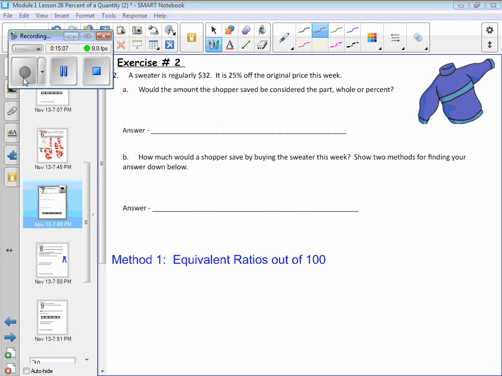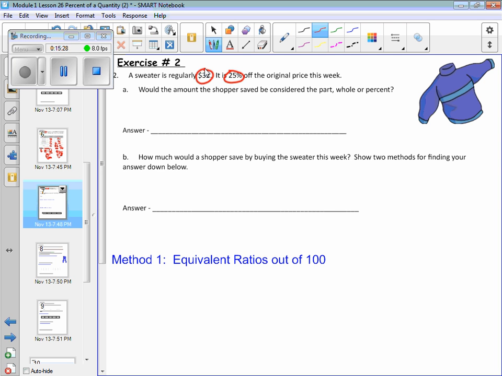Read exercise 2 word problems, circle your VIPs like you normally do. First of all, what's your VIPs? All right, Aileen, go. Yes. And what's your second VIP? 25%. Yes.